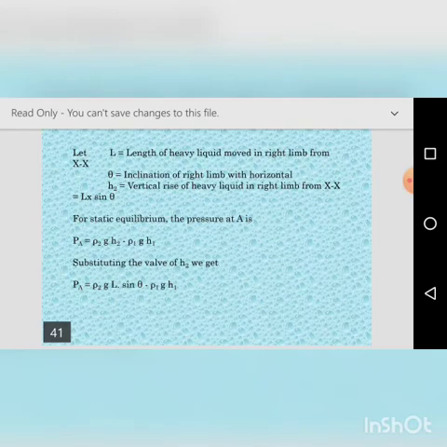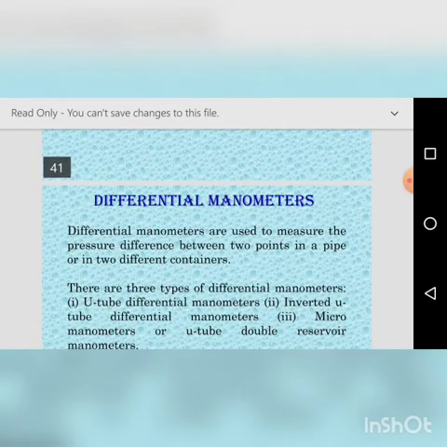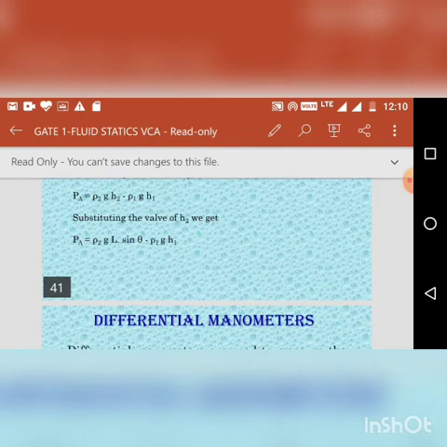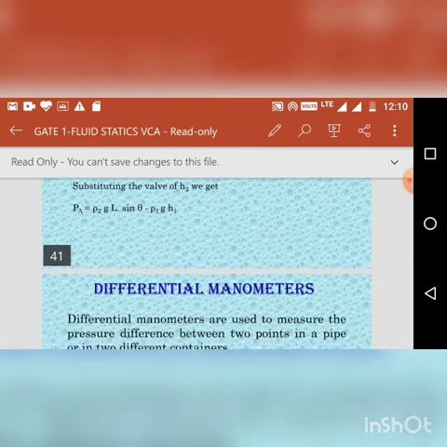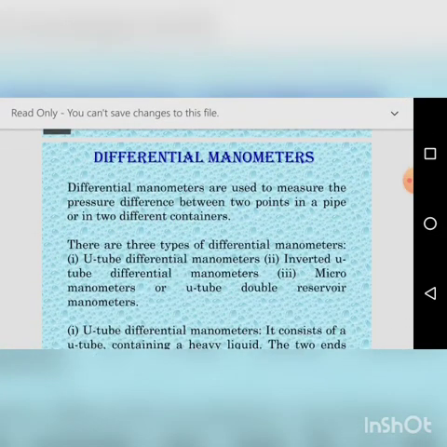Length of liquid moved in the right limb, take it as L. Inclination, take it as theta. Pressure at A is given by rho 2 g L sin theta minus rho 1 g H1. Then I have to see about differential manometer.